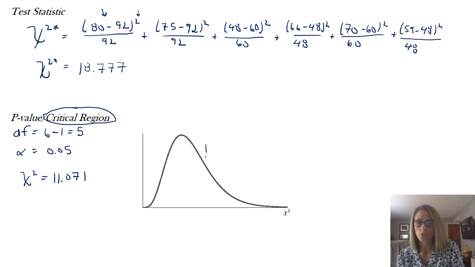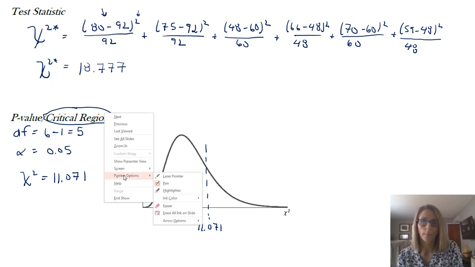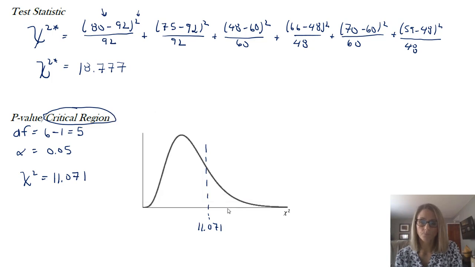So basically, this number here is the cutoff. So I can just draw it over here on the right side. This is the cutoff. Any number that's larger than this is going to be considered more extreme in terms of our data happening by chance compared to the null. So, you know, 18.777, I mean, it's obviously to the right of 11.071.